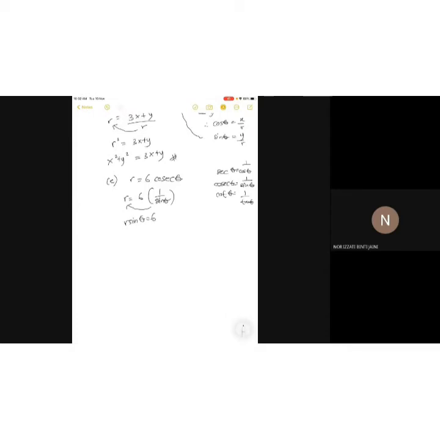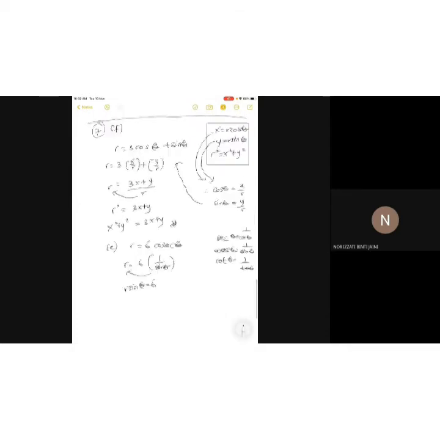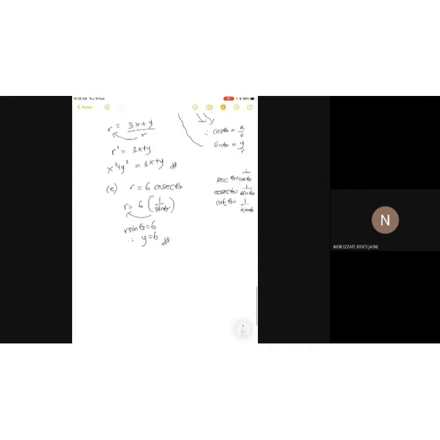What is r sin theta? r sin theta is y. So y equals to 6. That's it. Okay, that's your answer because it's already in x and y. No more r, no more theta. Okay.